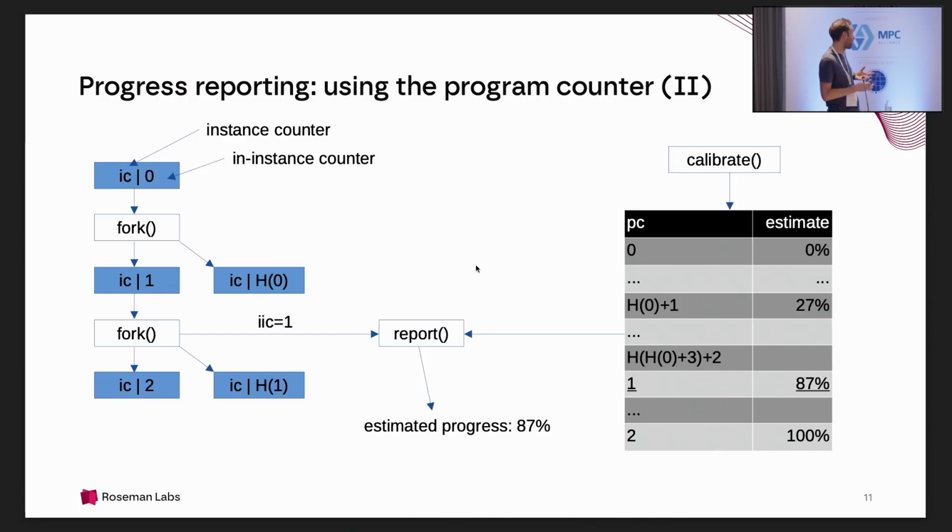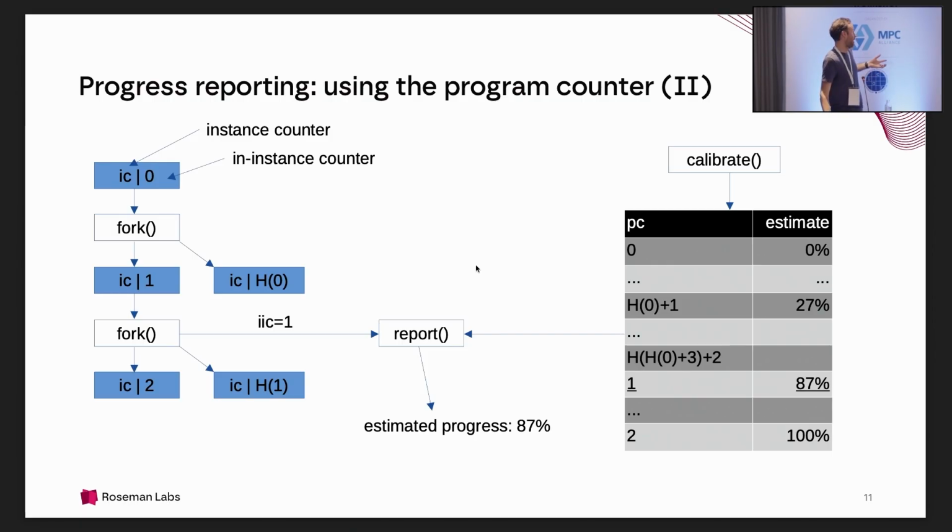The way this works is that we do not change the implementation of the protocol at all. We're just changing what the fork function does, because it's going to call a progress reporting function and give it this in-instance counter. In the most simple form, it just looks that up in a table. The table says, if I have program counter number 1, I'm apparently at 87% of my computation. And that's what I'm reporting back to the client.